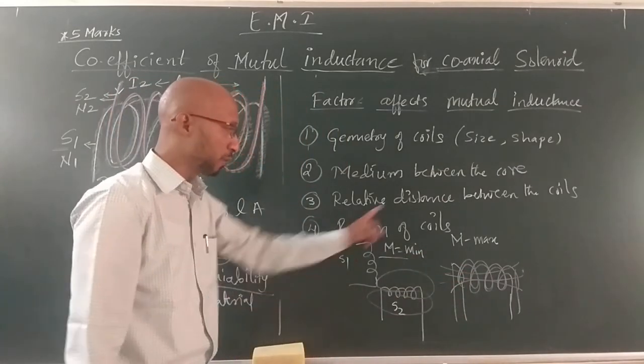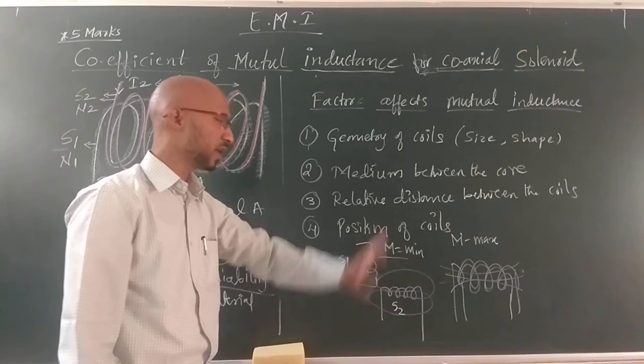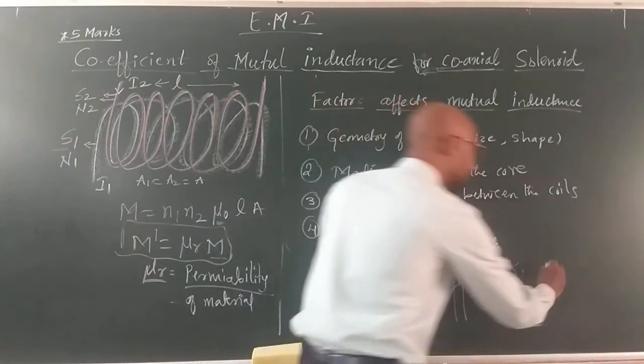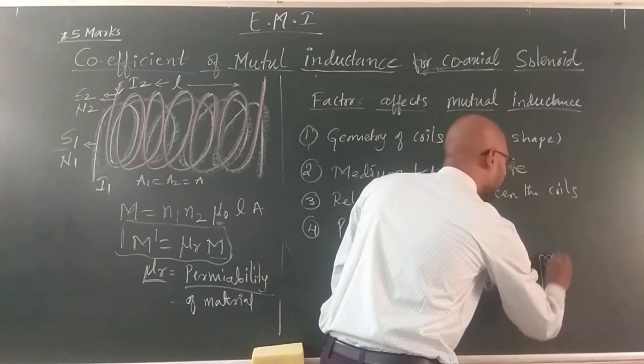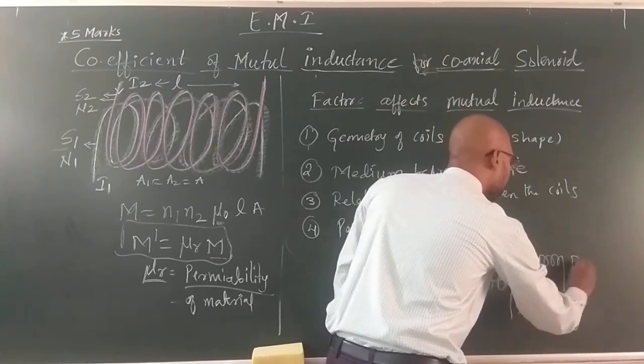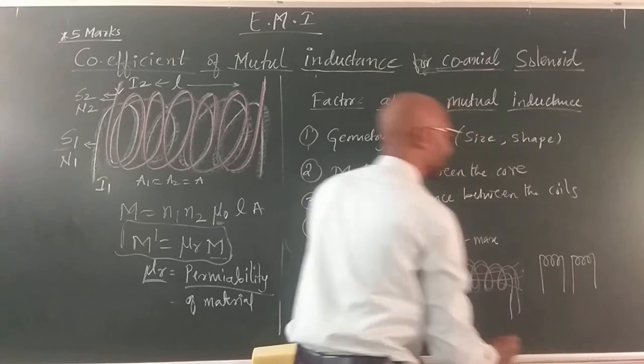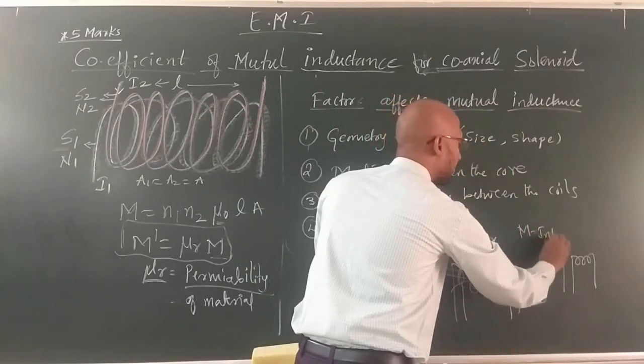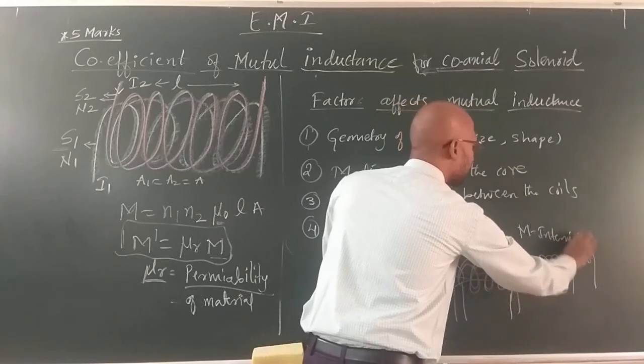See that if the position of the coil changes, definitely the mutual inductance value also changes. Now one more is there, side by side. Two solenoids are kept side by side. Now in this case, the mutual inductance value is intermediate.